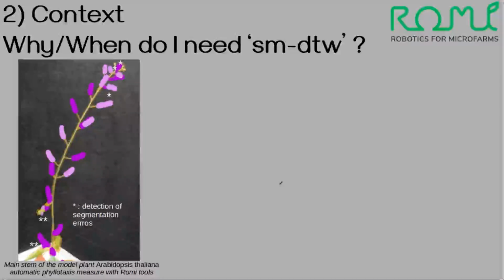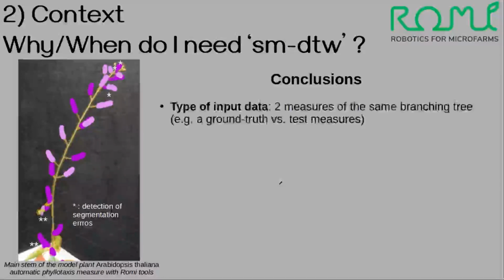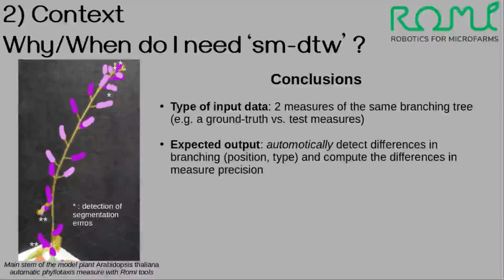So to sum up, why and when do I need sm-dtw? To use it, you need two types of input data. So you need two input data, two measures of the same branching tree, for example, a ground truth versus a test measure. And the expected output is that it will automatically detect the differences in the branching points, their position, type, and compute the differences in the measure position.